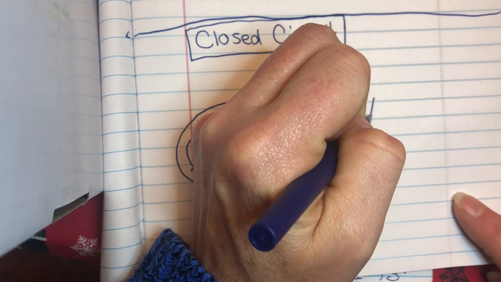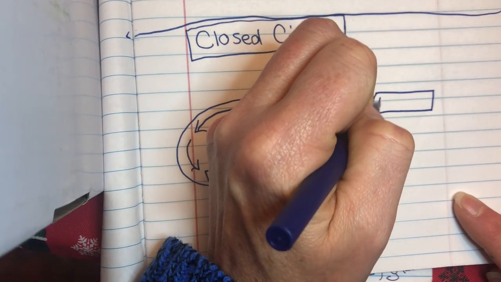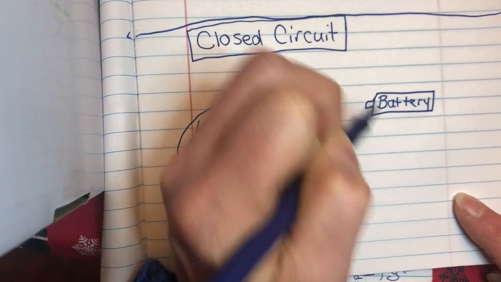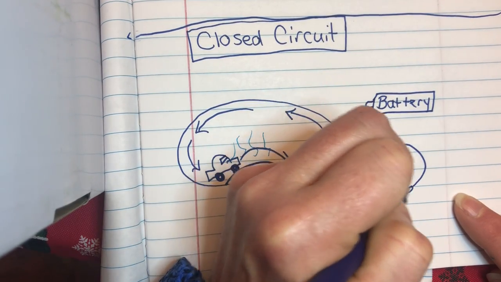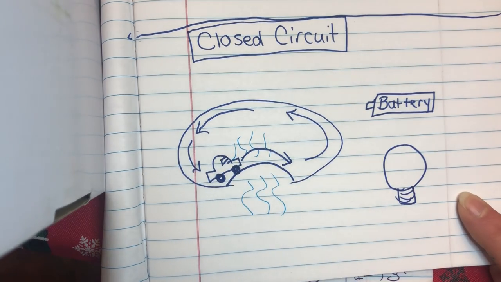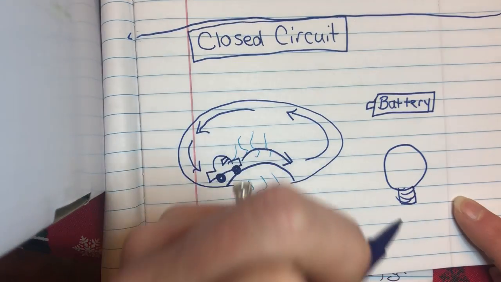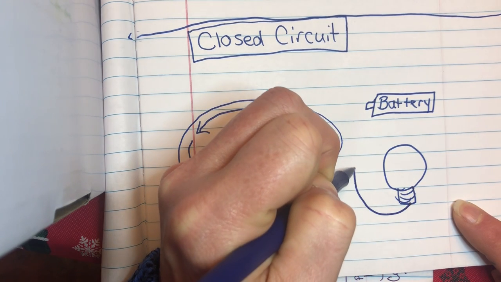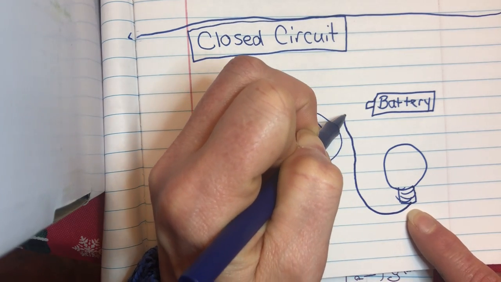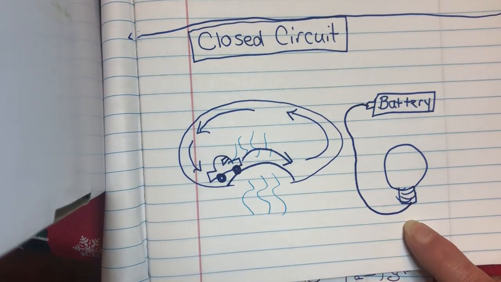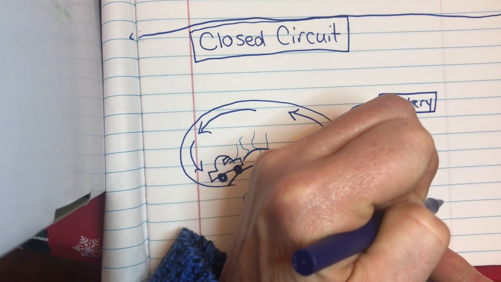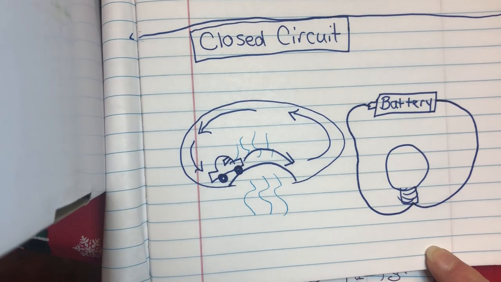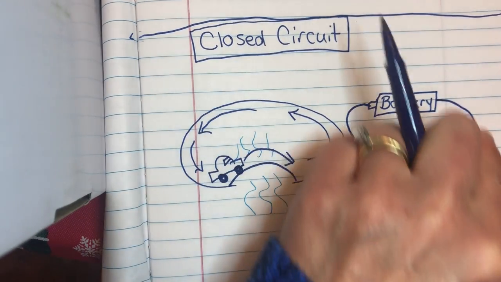All right, I'm gonna start off again with our battery source, our power source. There's our battery. I'm gonna put my light bulb underneath. Okay, we said for this to be a completely closed circuit, we need a wire that goes from the bottom, the middle part of the light bulb, to the one side of the battery, but then we need a second wire that comes around and goes to the other side of the battery. Now we have a closed circuit.